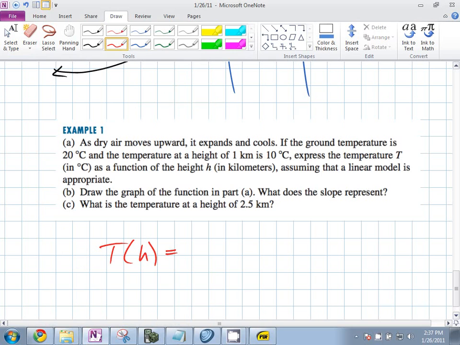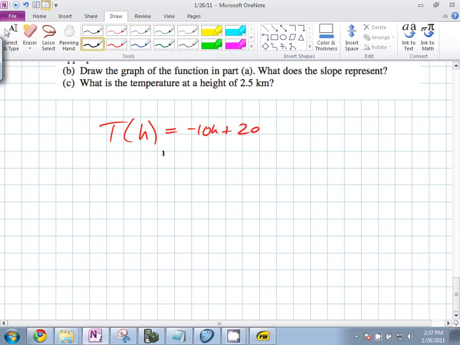Negative 10 H plus 20. Who agrees with that? Sure. So you end up with a graph that looks roughly like this. Different scale. I know you don't like that, but that right there is (0, 20). This right here is going to be (1, 10). So there's your graph.